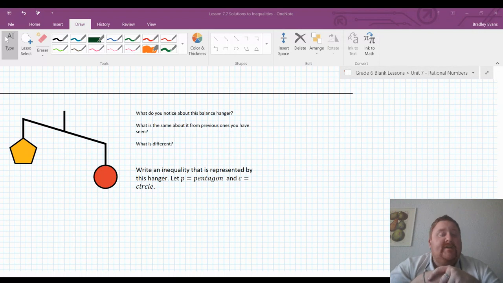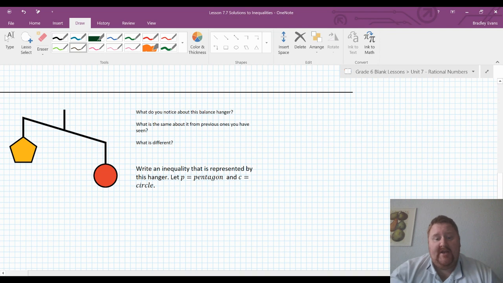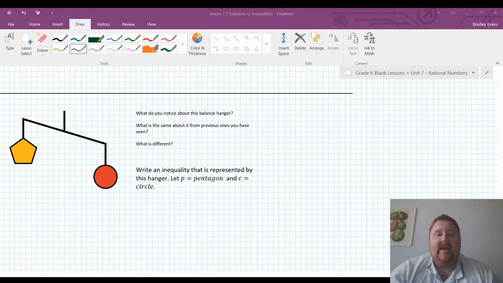What you should notice is that it is not equal. All right, our balance hanger is not in balance. So if something is not equal, we have an inequality here. We do not have an equation. We have an inequality. It is not equal.